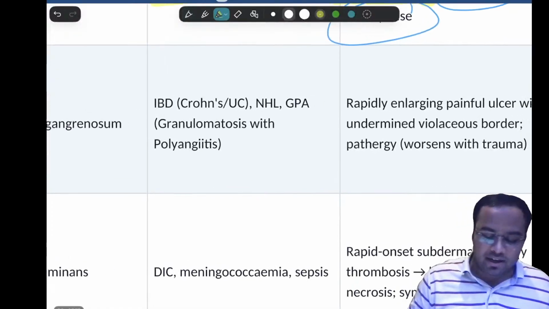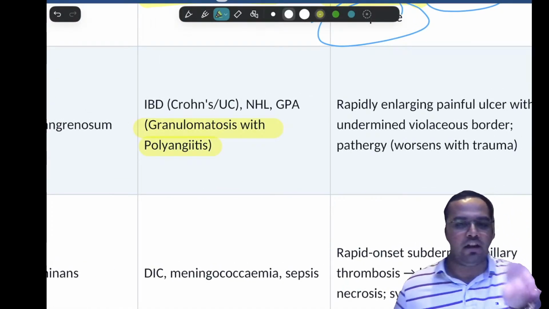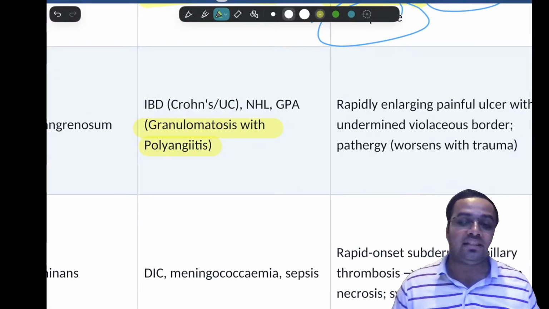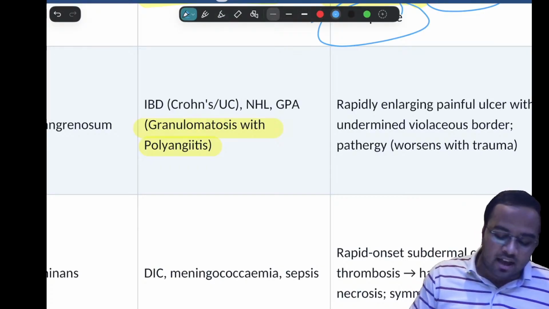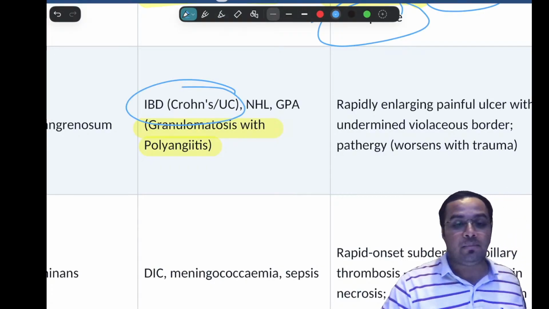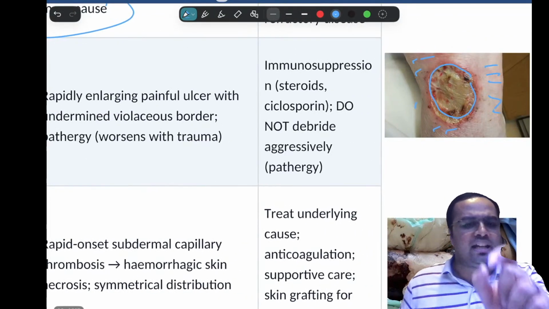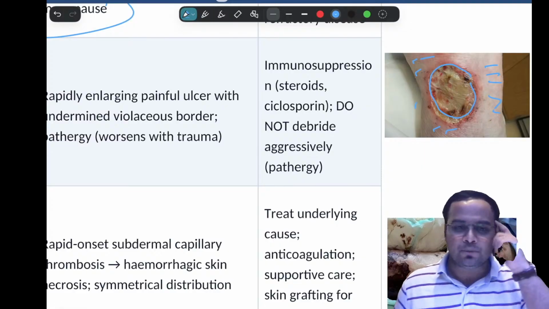There is granulomatosis with polyangiitis. It is a type of vasculitis which is associated with Crohn's disease. So the patient might have some underlying systemic pathology. Whenever you see a solitary ulcer without any cause, suspect some systemic disorder.